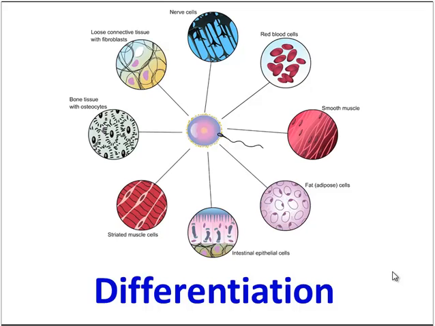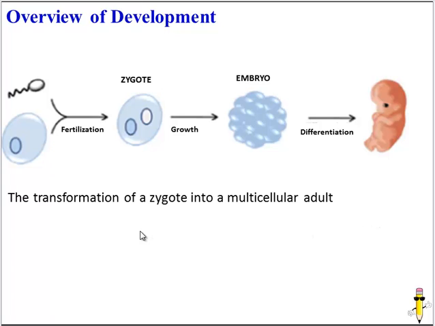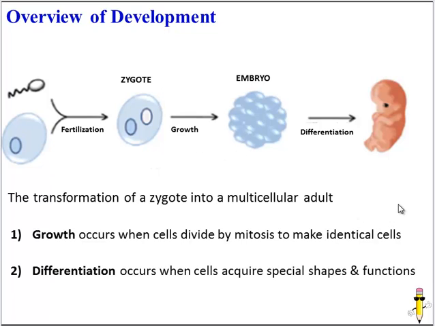So far in our development unit, we've focused on the process of growth. Now we're going to turn our attention to the process of differentiation. Let's start just by reviewing development. Development is the transformation of a single fertilized egg, a zygote, into a multicellular adult. And this involves two steps. The first one is growth. The zygote divides by mitosis to make identical cells. It also involves differentiation, where those cells acquire special shapes and functions.